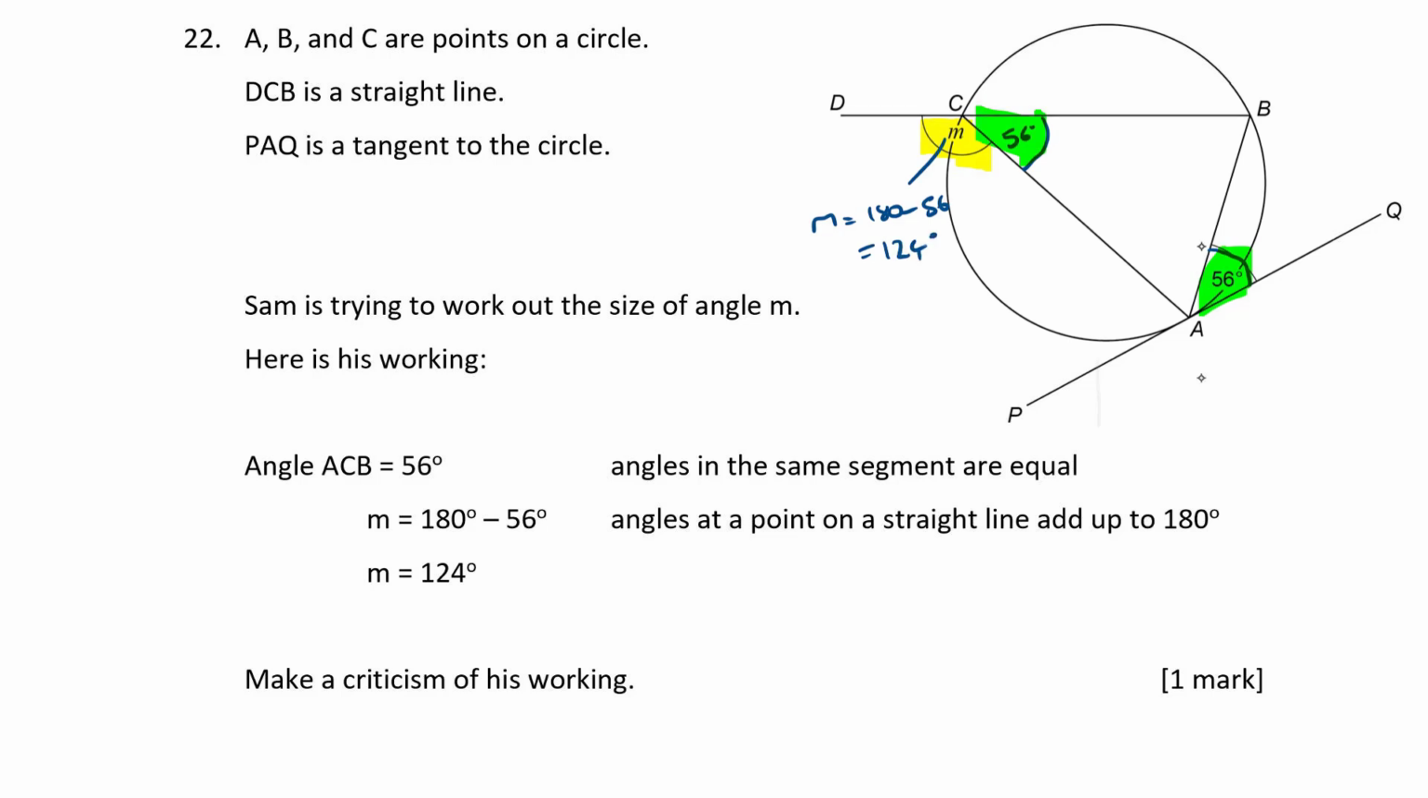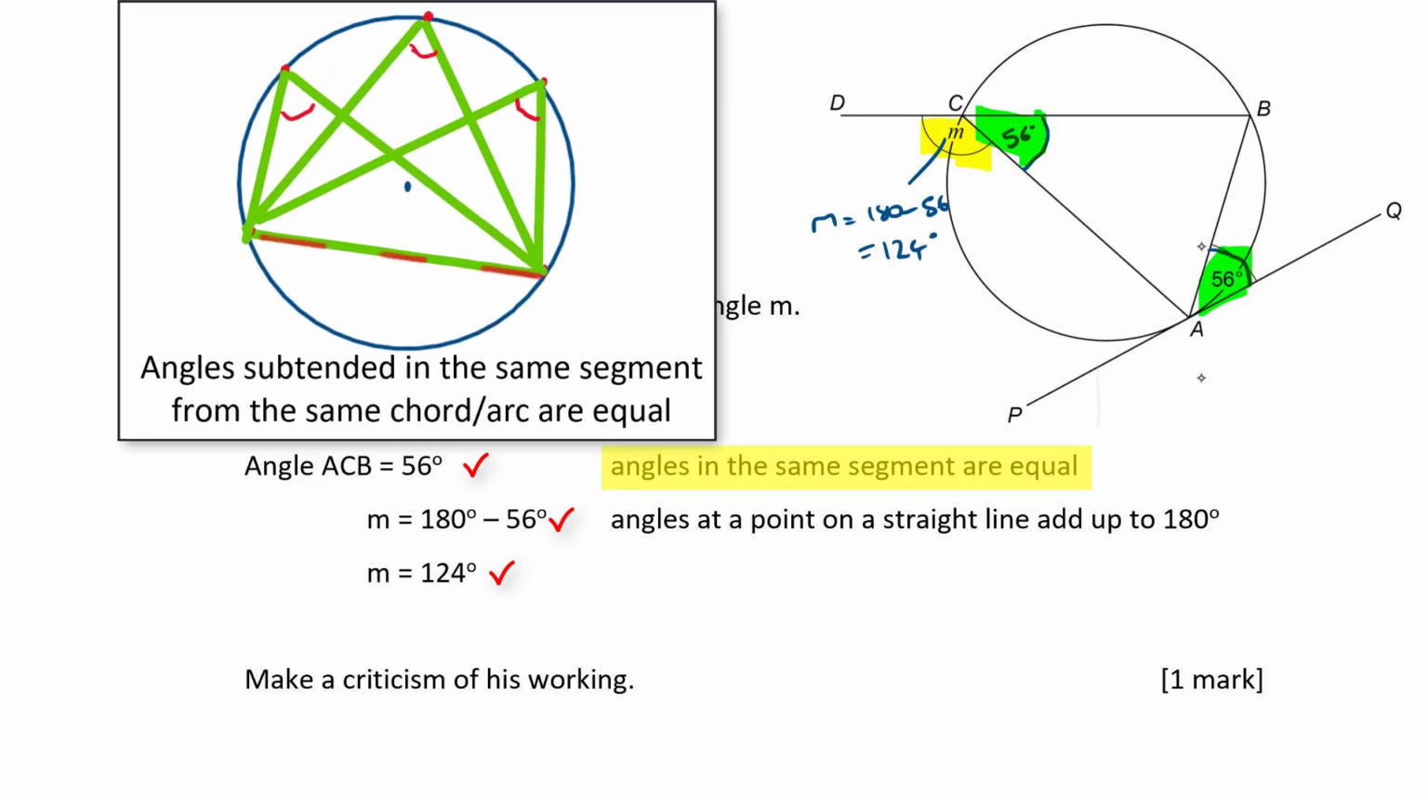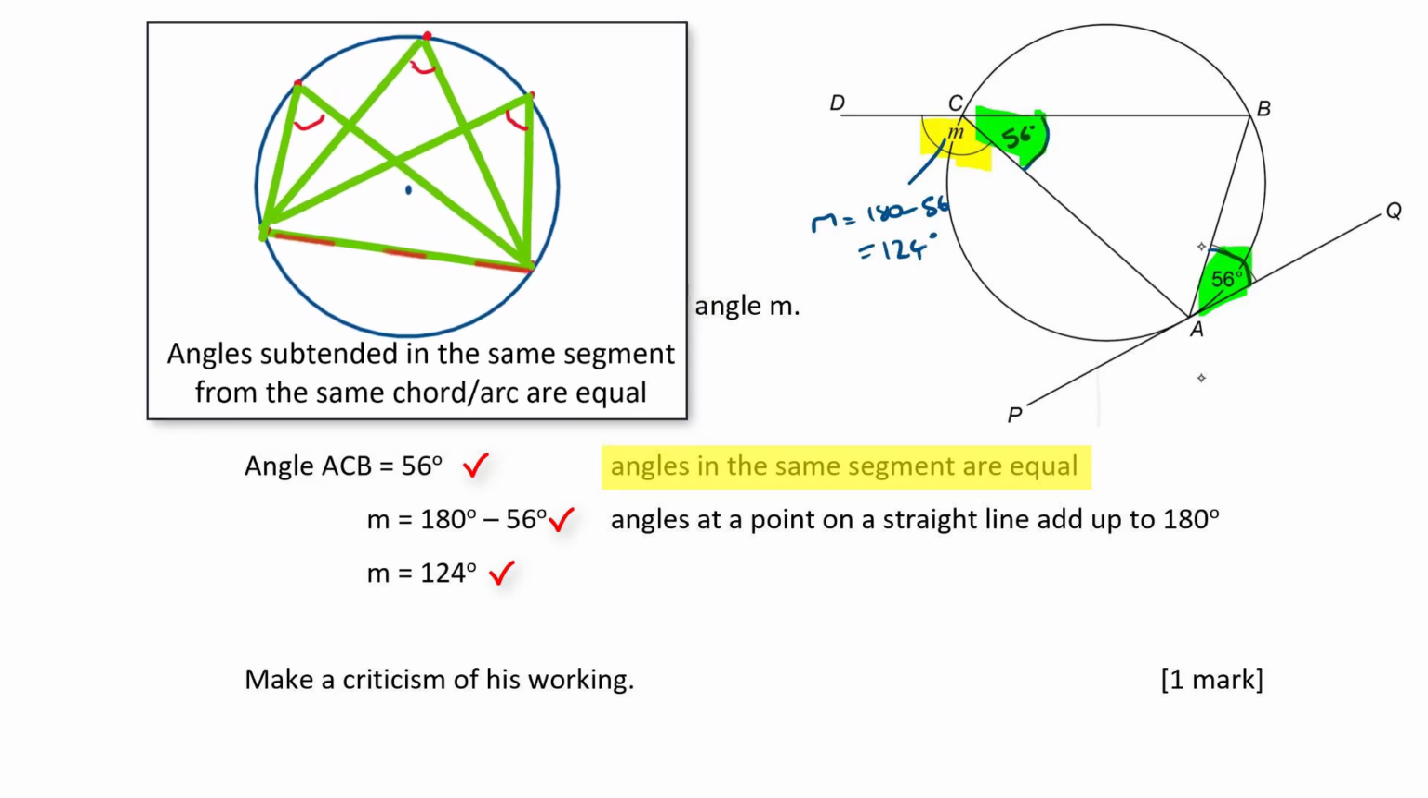Okay, so I'm agreeing that ACB is 56. I'm agreeing that M is 180 minus 56. And I'm also agreeing that M is equal to 124. So that is all fine. What is not fine, though, is this statement here. Angles in the same segment are equal. Now, that is a true thing. Angles in the same segment are equal, but that's not what we've got here. Here we've got the alternate segment theorem.